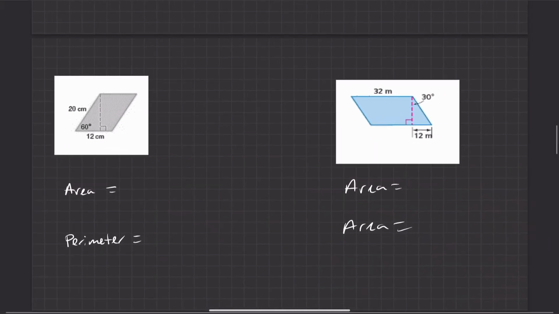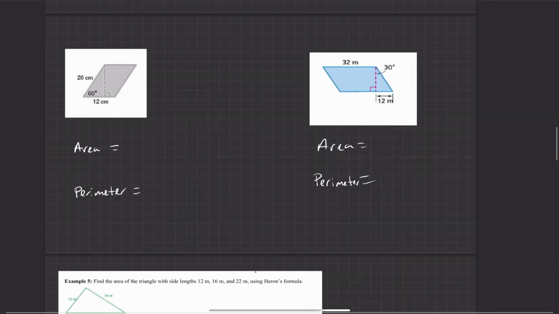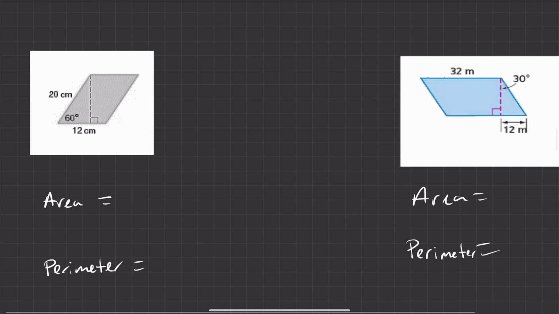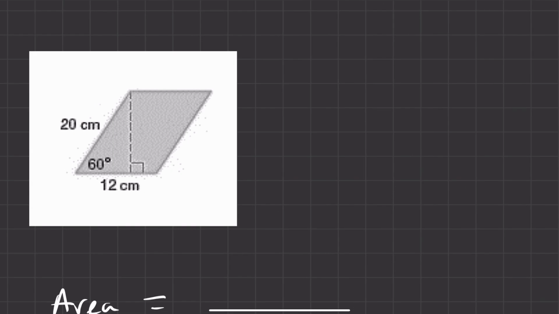Alright, so I got these two figures here. I've got to find the area and the perimeter of each. This should be perimeter, by the way, I don't need to find the area twice. Alright, let's figure out this problem here. So assume that this figure is a parallelogram. That means that the opposite sides are congruent. So if this side is 12, then that side is 12 centimeters. If this side is 20, that side is 20.